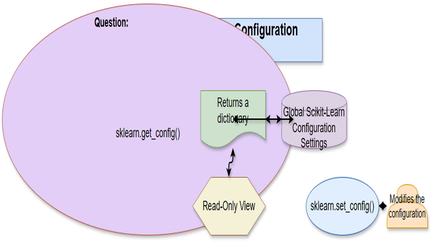This scikit-learn function retrieves the current global configuration settings for the library. Think of it as taking a snapshot of the current settings. It's like looking at a control panel, seeing what the current values are, but you can't directly change them through this panel. This is crucial because this function is read-only.